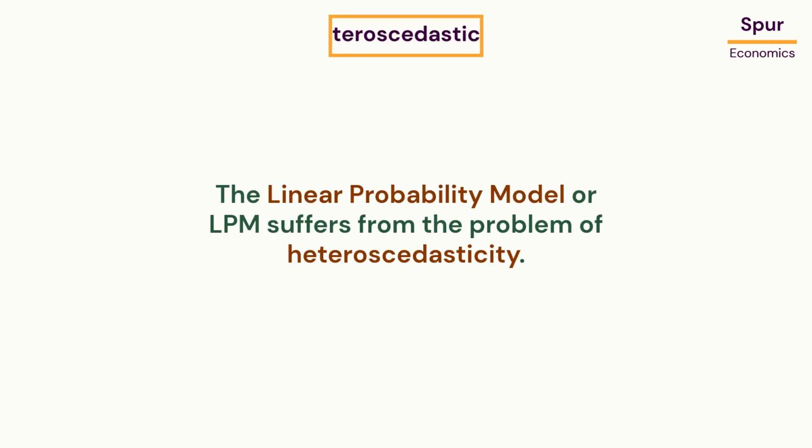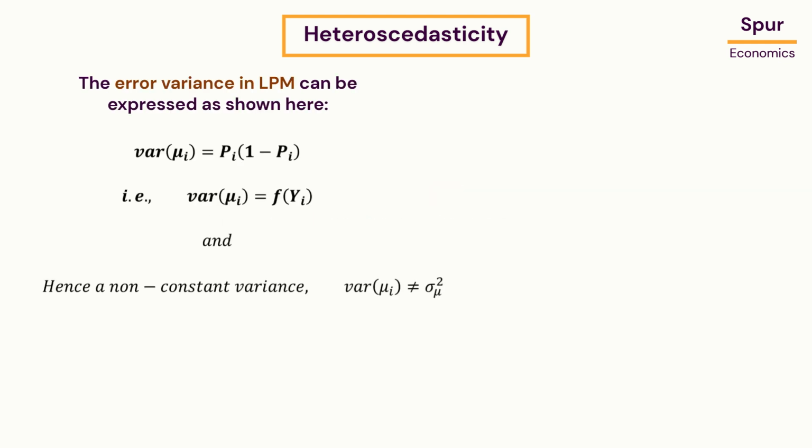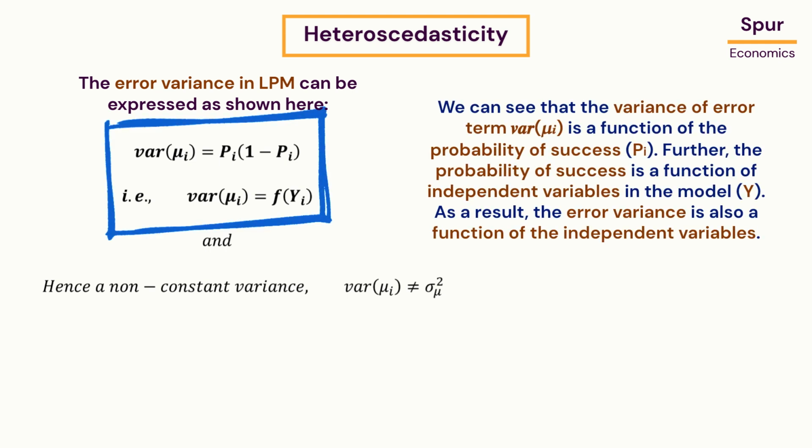The linear probability model or LPM suffers from the problem of heteroscedasticity. The error variance in LPM can be expressed as shown here. We can see that the variance of the error term is a function of the probability of success. Further, the probability of success is a function of independent variables in the model. As a result, the error variance is also a function of the independent variables.